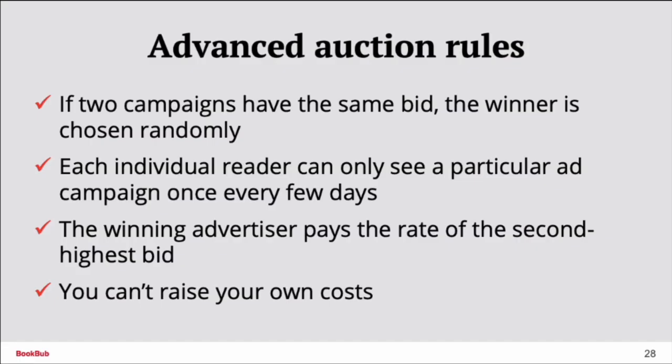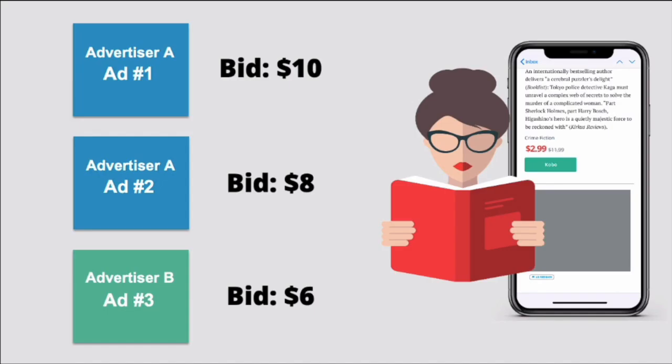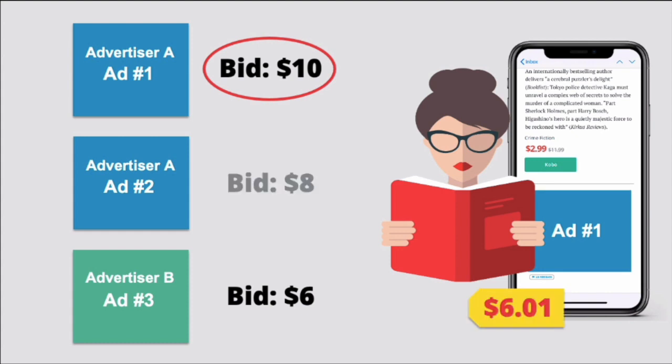One last advanced auction rule to be aware of is that you can't raise your own costs. If you set up multiple ads targeting overlapping audiences from your advertising account, those ads will compete with each other to win impressions among that audience, but your own bids won't increase the rate that you pay for any impressions that you win. So let's look at a new example. Advertiser A has the ads with both the highest and the second highest bids. Ad number 1 has the highest bid, so that's the ad that this particular reader will see, but advertiser A will pay the rate of the next highest bid that is not their own, which in this case is $6.01.